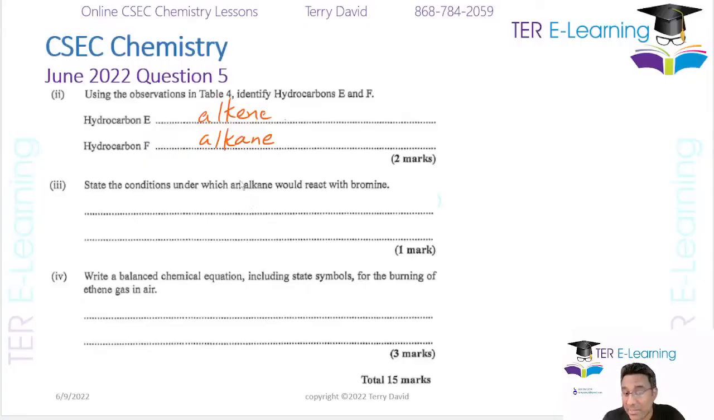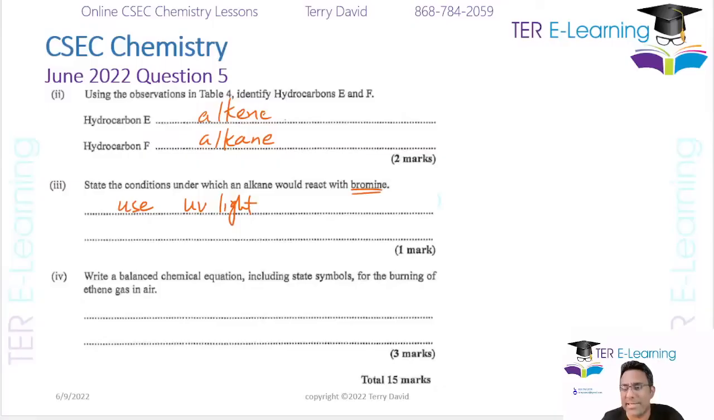State the conditions under which an alkane will react with bromine. So alkanes undergo substitution reactions. You want to react it with a halogen. So all you need to do is to use UV light. Right? That's it. That's all they want. Use UV light.